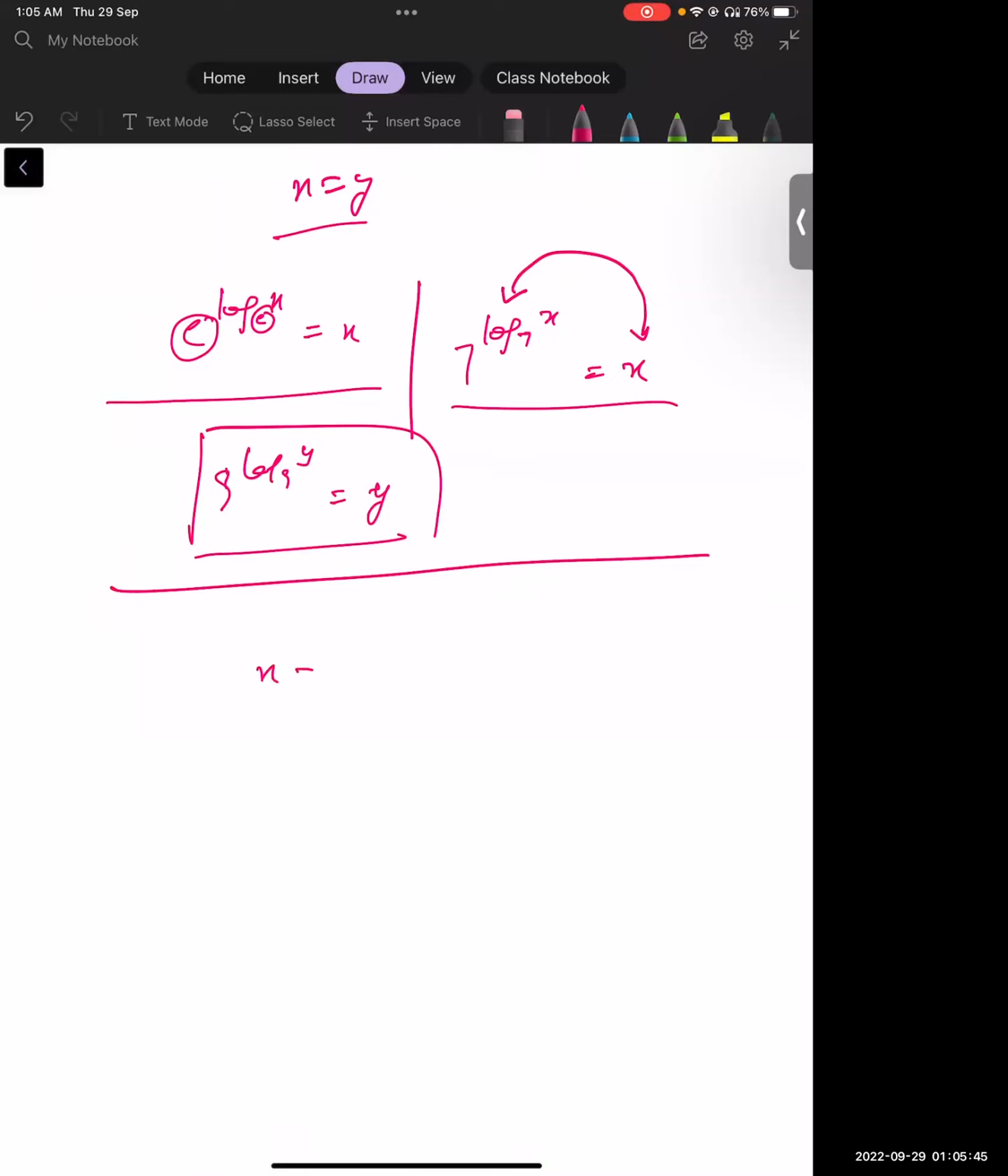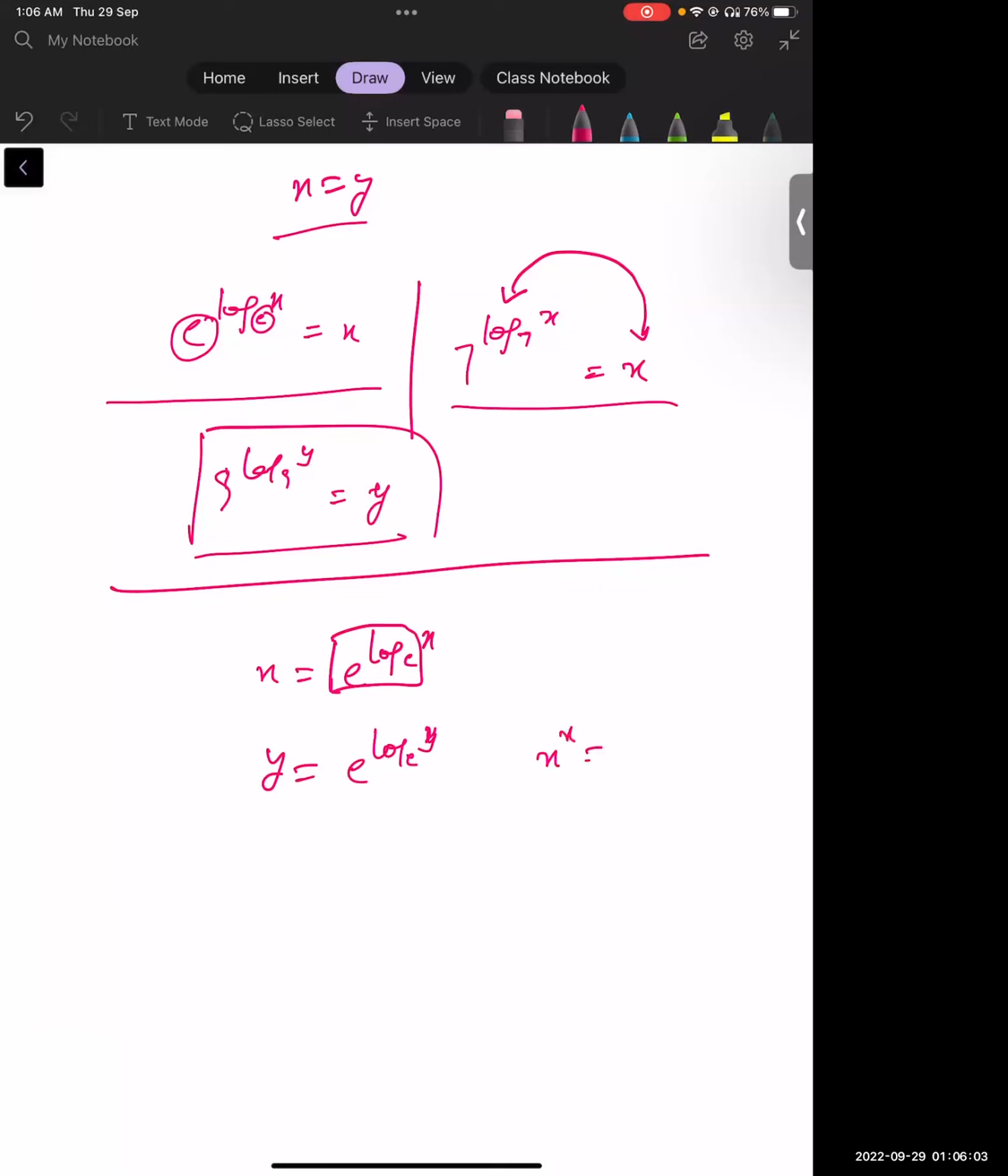What I want to tell you is, suppose x is there, you can write it as e to the power log x to the base e. You can add it on this term. Suppose it is y, you can write it as e to the power log y to the base e.